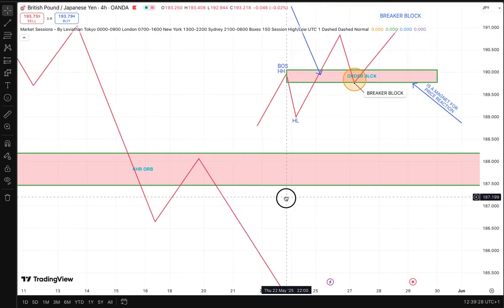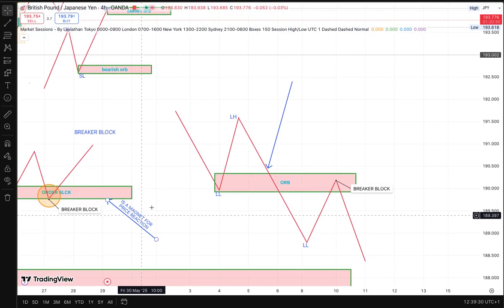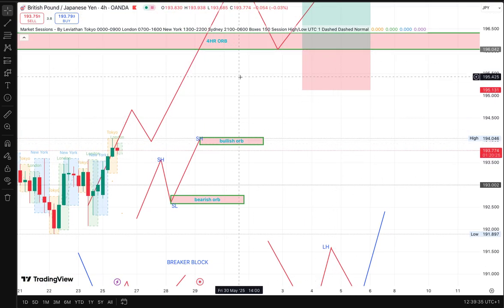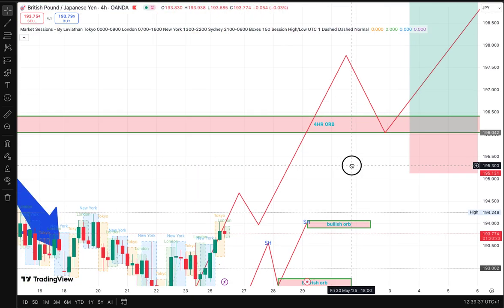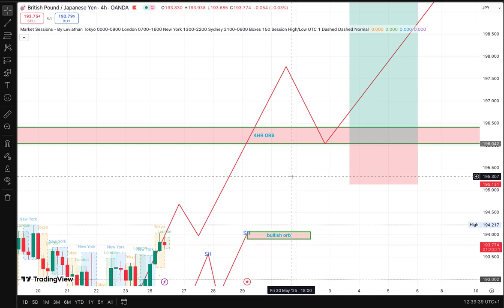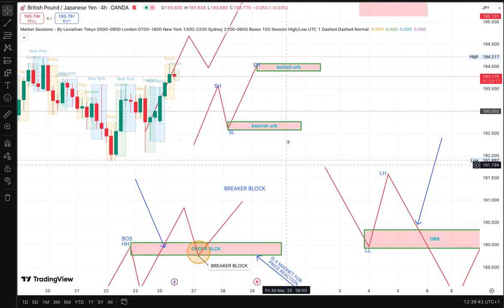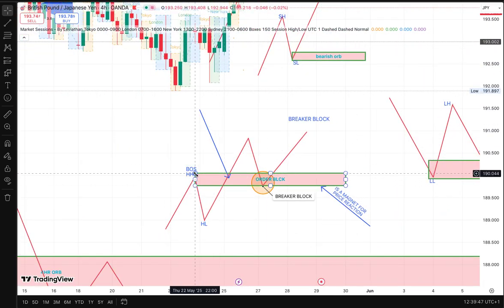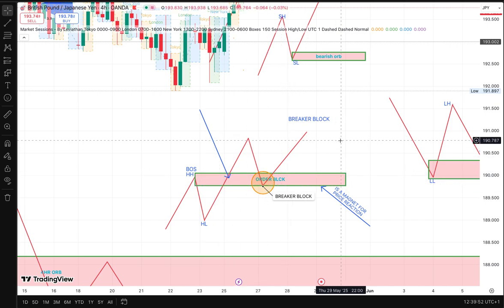All right, so we always try and buy from demand and sell from supply. Okay, buy from demand, sell from supply. But the order block is going to tell the direction. Okay, is it bullish? Is it bearish? Look at this. Signal it at this point. This is a bullish one. We buy.